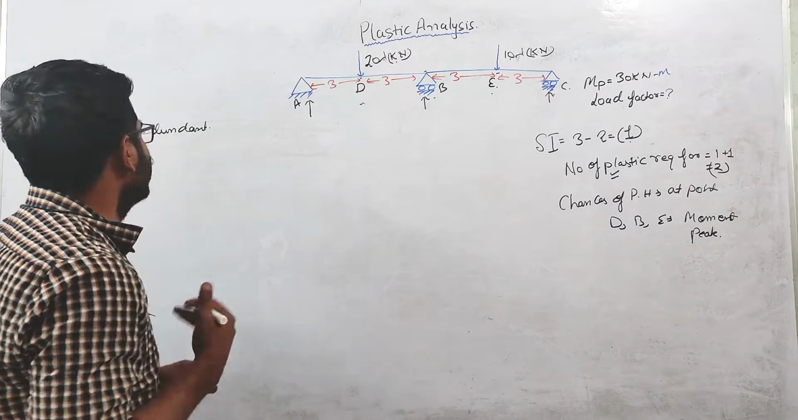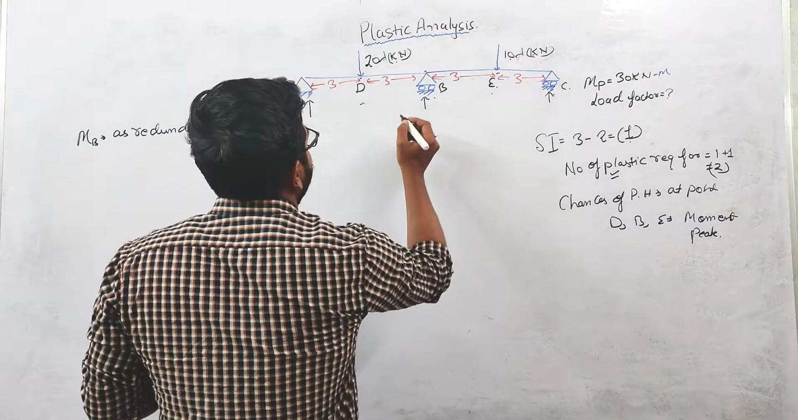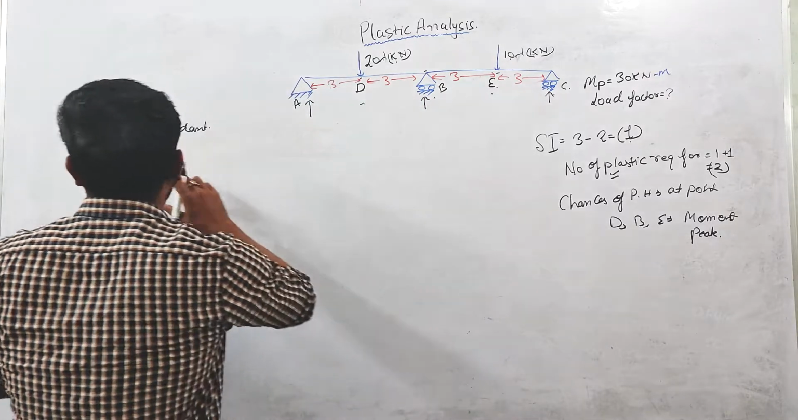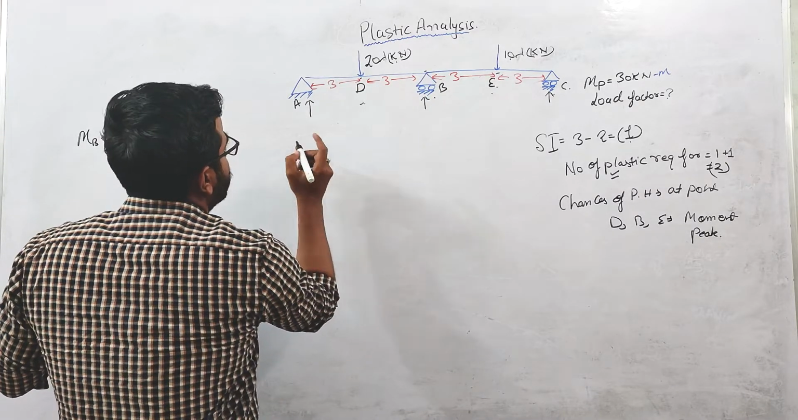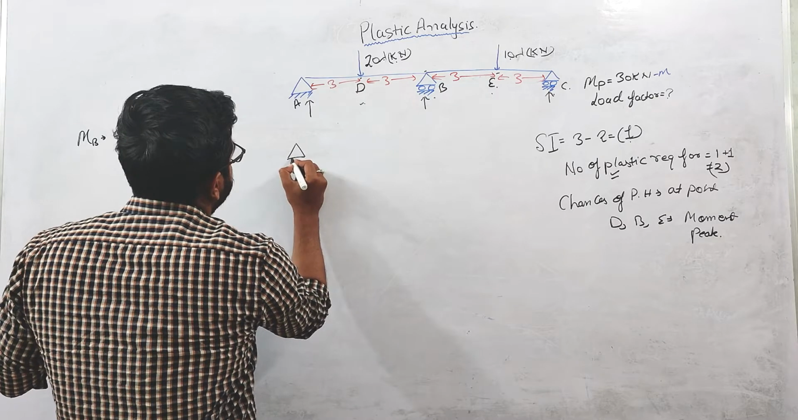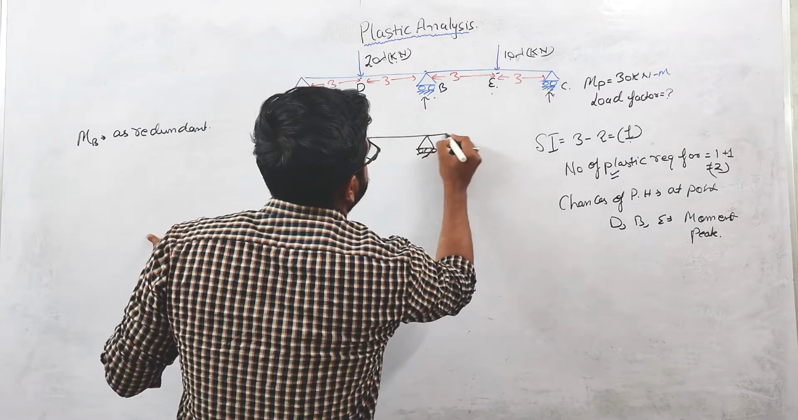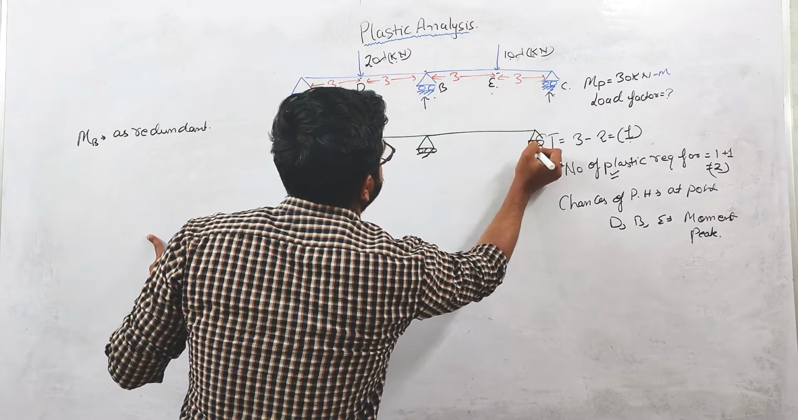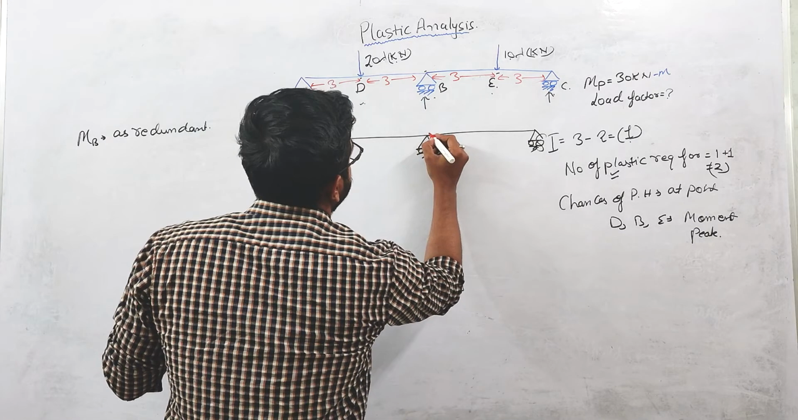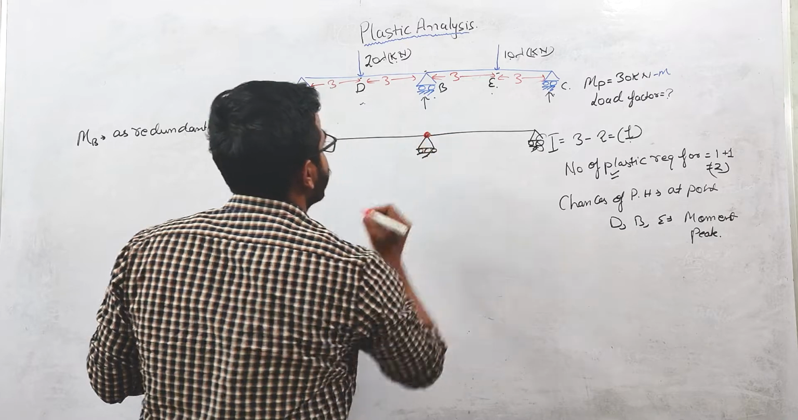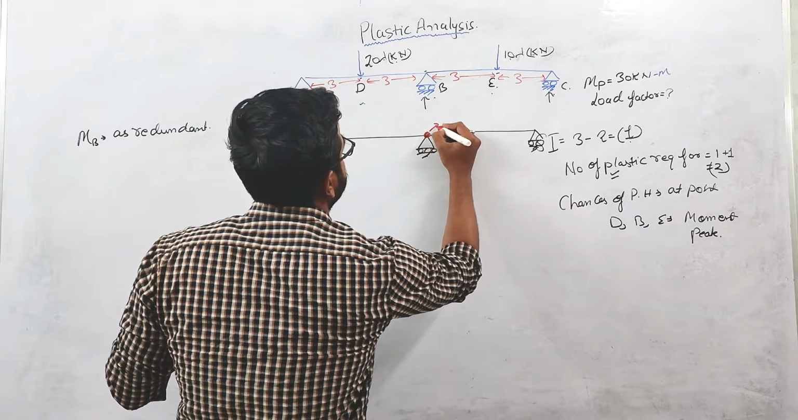Why are we taking moment as a redundant? Because we need to write the equilibrium equation in terms of moment. So if you take MB as a redundant, there will be an internal hinge at this point. We can divide this beam into two parts. At this point there is an internal hinge because we are considering MB as redundant, so the moment at this point will be 0.